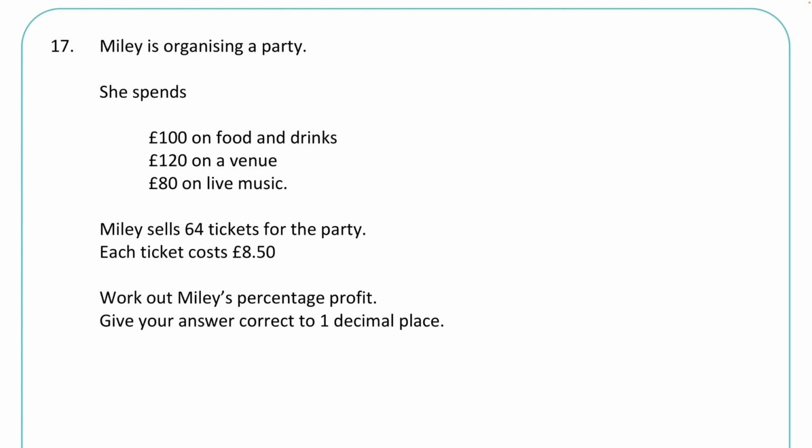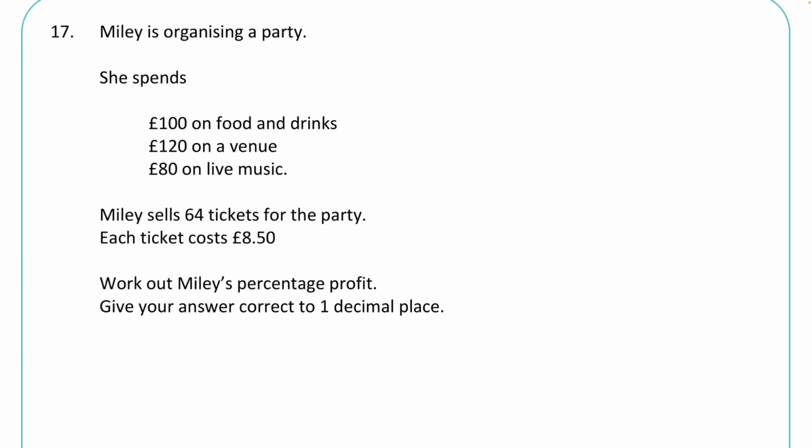Okay, so our next question, we have Miley is organising a party. She spends £100 on food and drinks, £120 on a venue, £80 on live music. Miley sells 64 tickets for the party and each ticket costs £8.50. Work out Miley's percentage profit and give your answer correct to one decimal place.